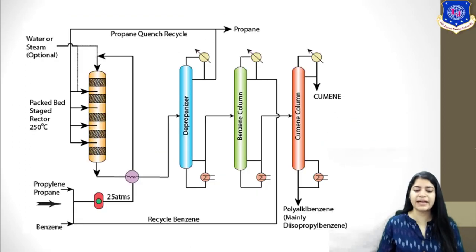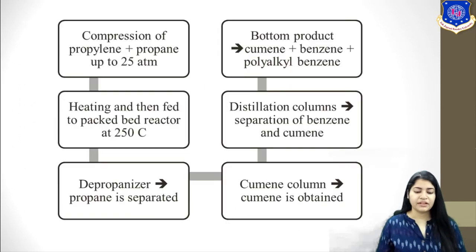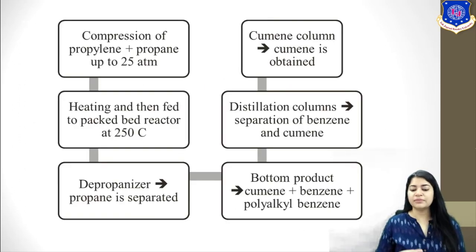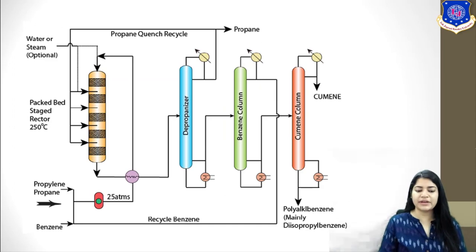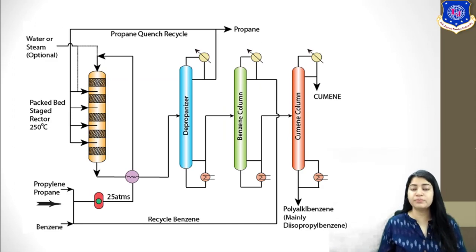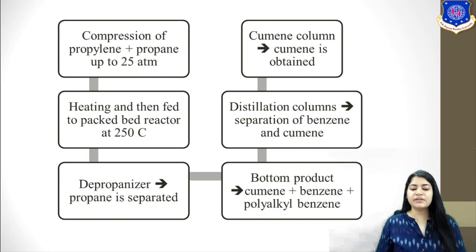Here you can see that in the depropanizer, from the top you are taking out your propane. Now after the depropanizer, the bottom product is a mixture of cumene, benzene and polyalkyl benzene. Some unreacted benzene is there, your main product cumene is there, and the side product is there. The bottom product of the depropanizer is then sent to the benzene column, a distillation column. So separation of benzene and cumene is occurring here.